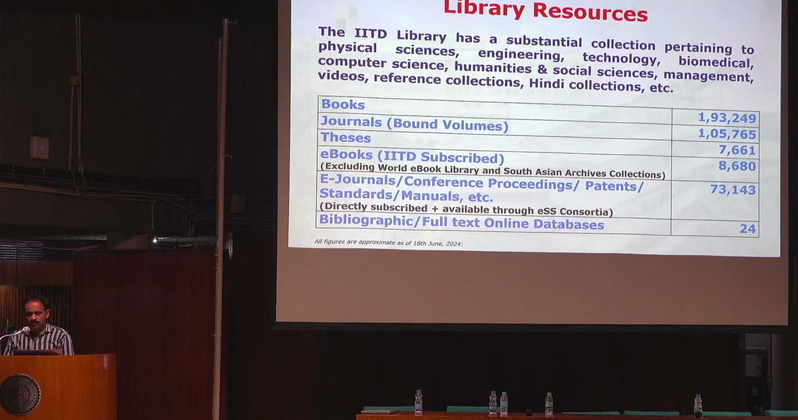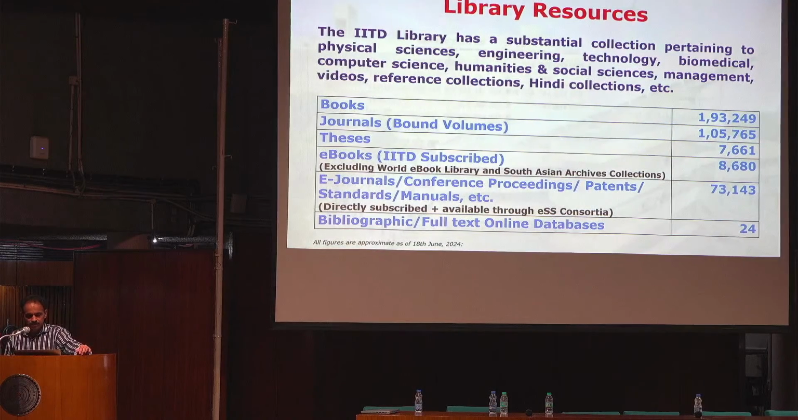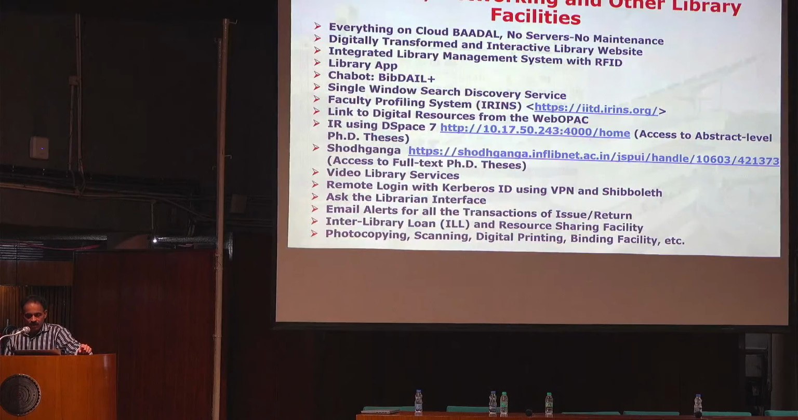This is the total number of collection in the library. We have close to 2 lakh printed books. We have journals, bound journals, then theses, close to 8,000. Then we have a good number of electronic books, about 9,000, and electronic journals, conference proceedings, manuals, and standards. We have a number of databases in the library. So this is about the collection which we house.